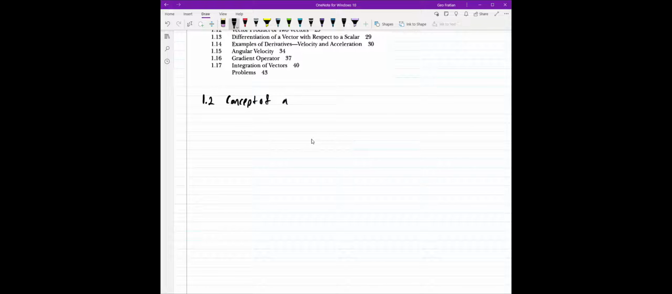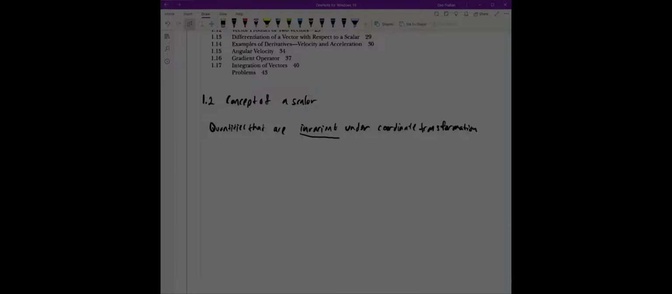concept of a scalar. The textbook defines it as quantities that are invariant. You're going to see that word a lot if you take special relativity and other subjects. Invariant under coordinate transformations. And they give an example of mass, which is an invariant quantity.